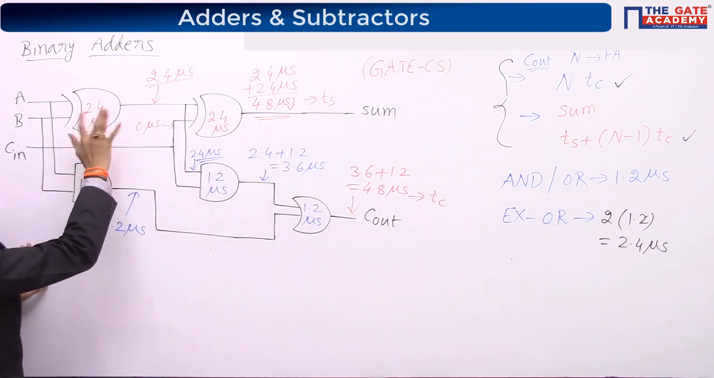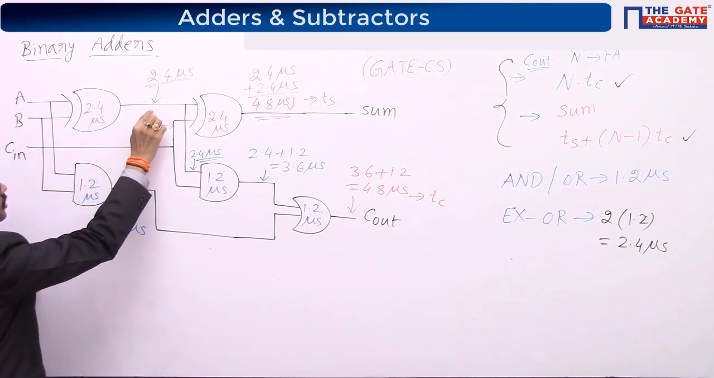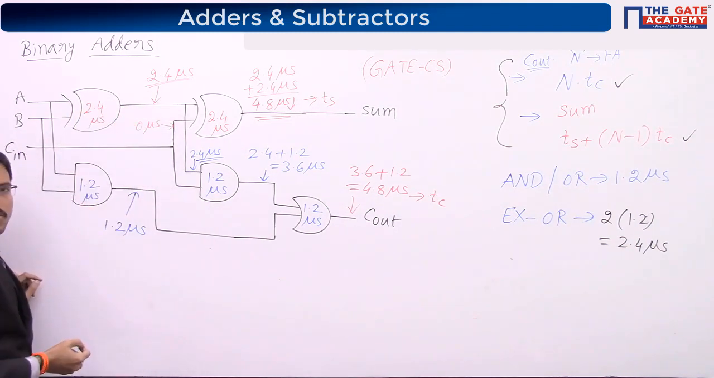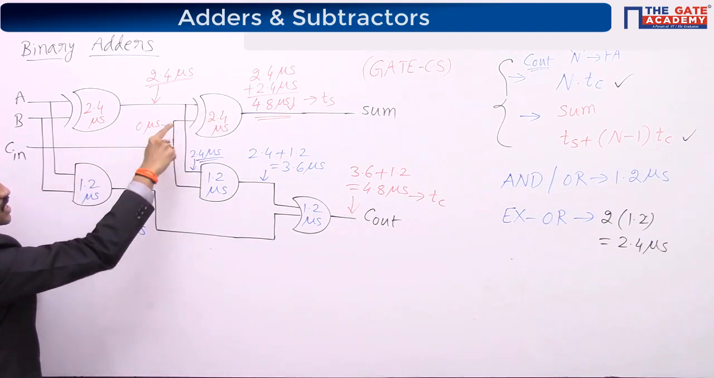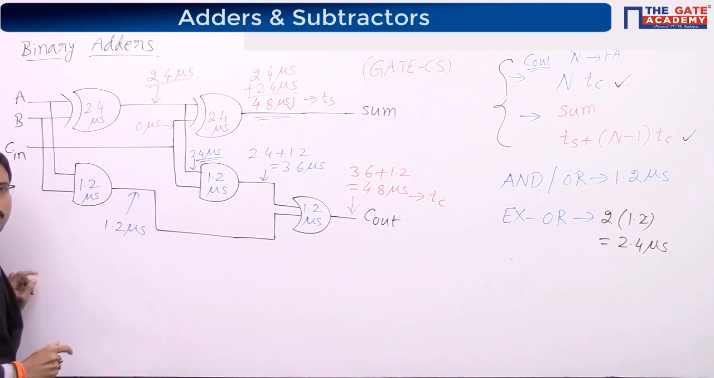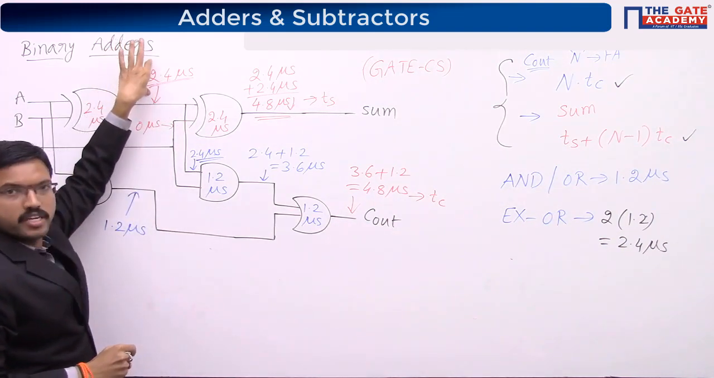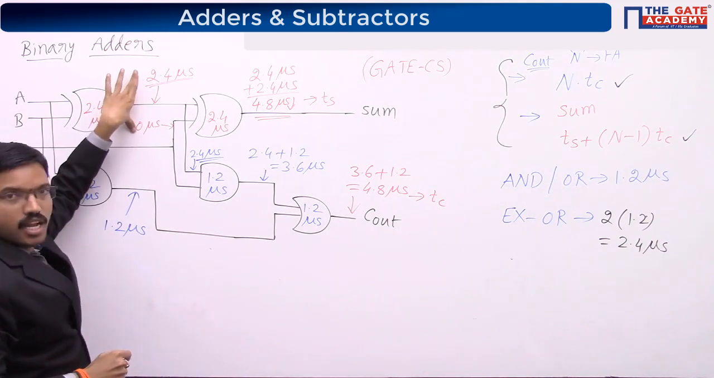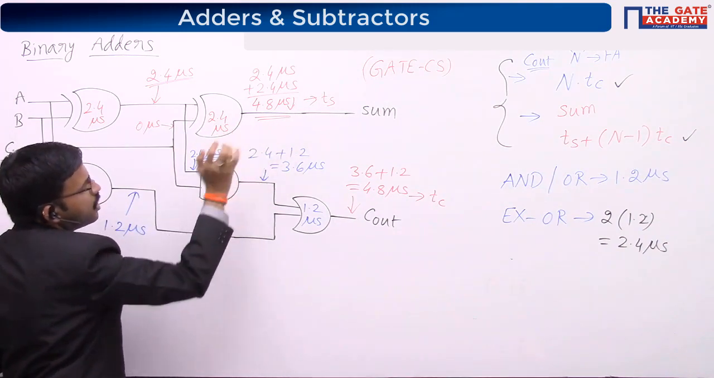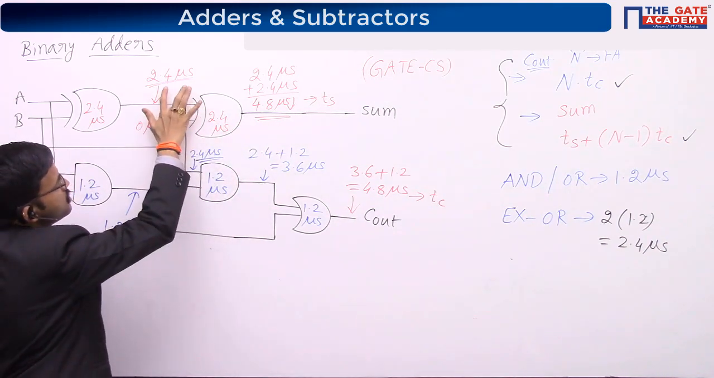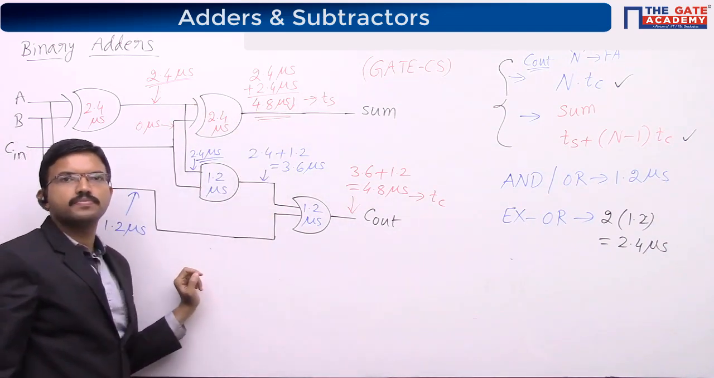Here the exclusive OR gate requires 2.4. Here also it requires 2.4 microsecond. So that means the output of this one is available at 2.4 microsecond. For this exclusive OR gate, one of the inputs is a direct input, that means there is no delay, whereas for the other input, I am getting 2.4. So among these two, whichever is the larger, that one I will consider. So here the output will be valid when you consider this particular delay, 2.4 plus 2.4, that is 4.8 microsecond.